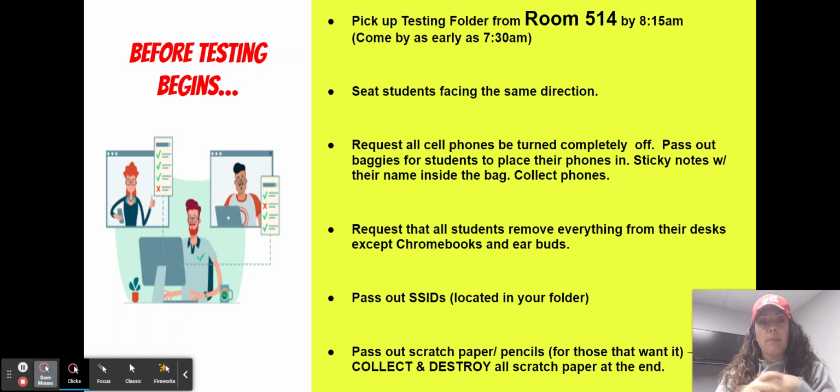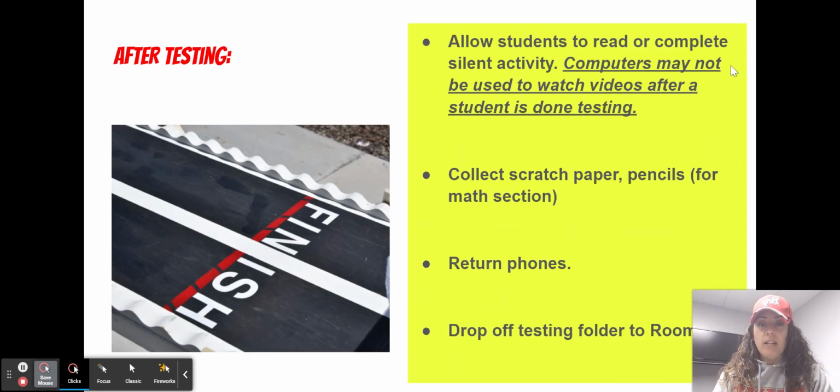You will also pass out, from the box that you're picking up from room 514, your scratch paper. You'll also have some graph paper if they're doing the math test on that day. You will give that out and then collect it and destroy it, rip it up. If you don't want to handle destroying it, just make sure you collect it and turn it back into 514 at the end of testing, and we will make sure to destroy it.